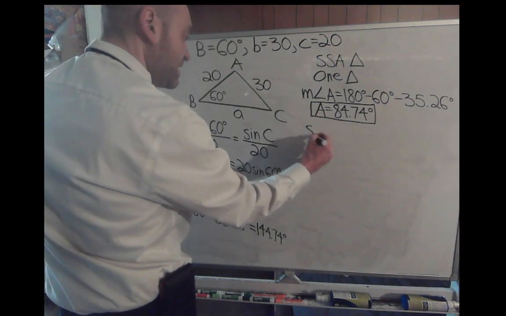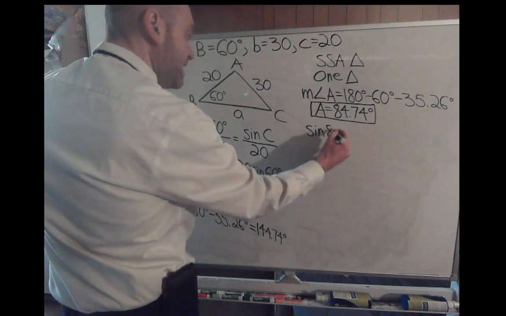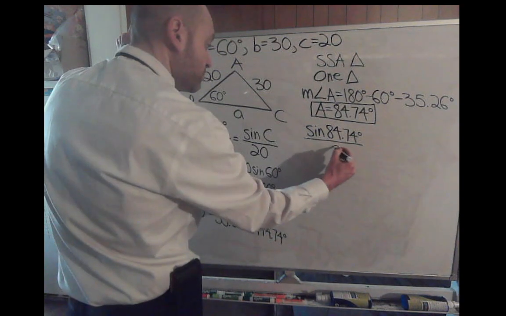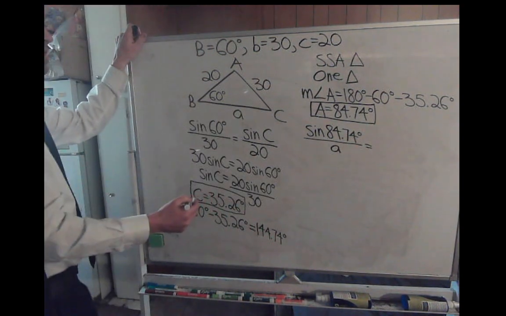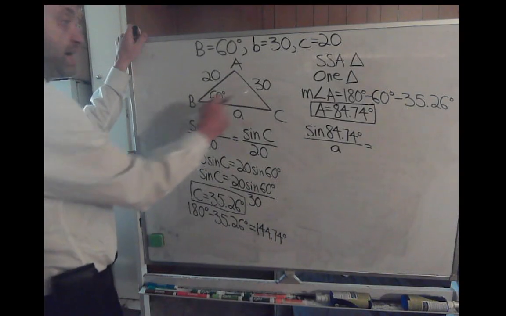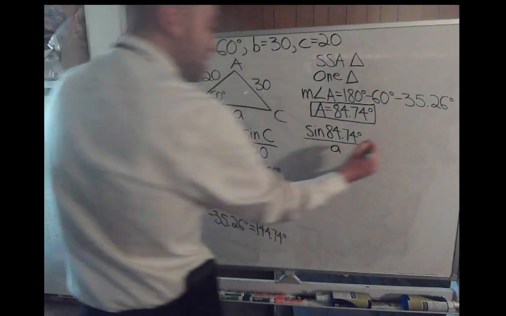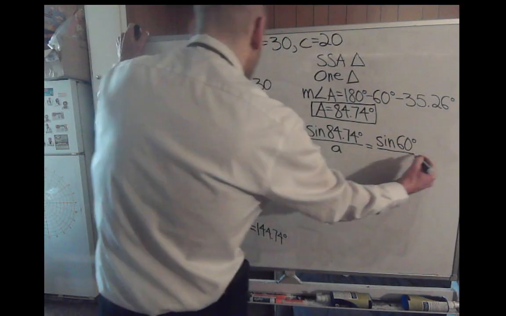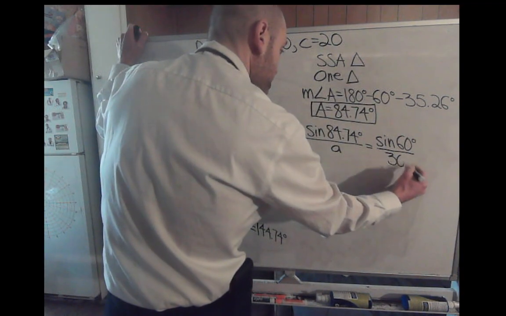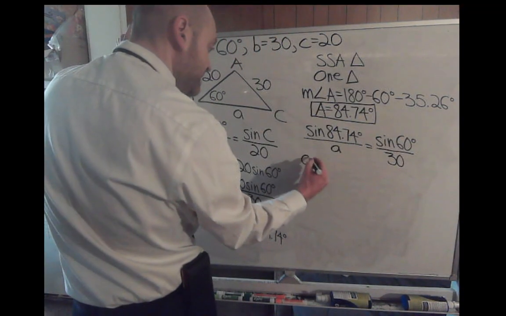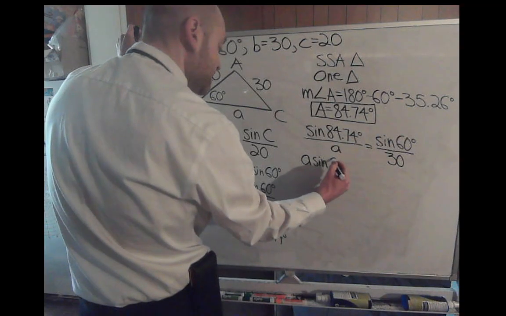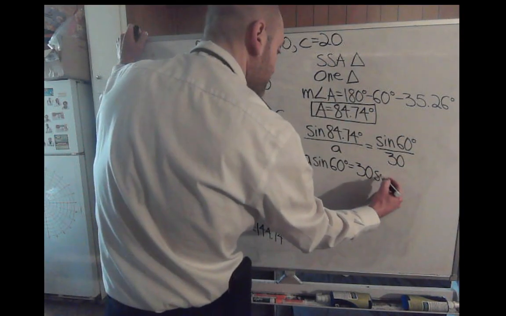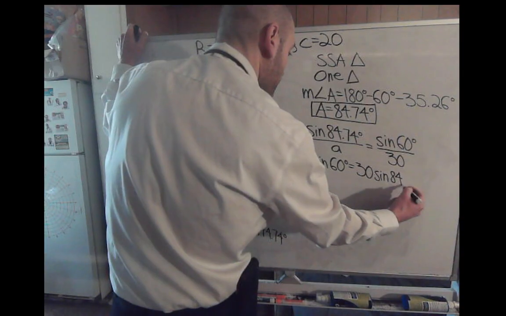So we'll take the sine of angle A, which is 84.74 degrees, all over A itself, which we just don't know yet, equal to, we know side B and we know angle B, so that'd be the sine of 60 degrees all over 30, which means A times the sine of 60 degrees should equal 30 times the sine of 84.74.